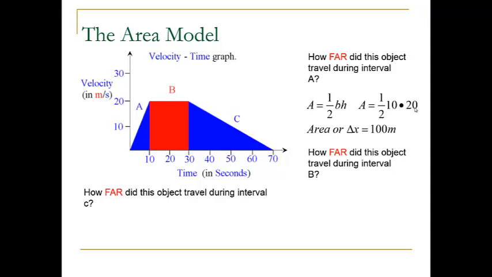Then you'll do the same thing for B and C. For B, you have a square, so it's base times height. My height is 20. My base that you're looking at is going from 10 to 30, so that would be a total of 20. So it would be 20 times 20, or 200. Then if I want to do C, I would go back. C's shape again is a triangle. So 1/2 base times height.